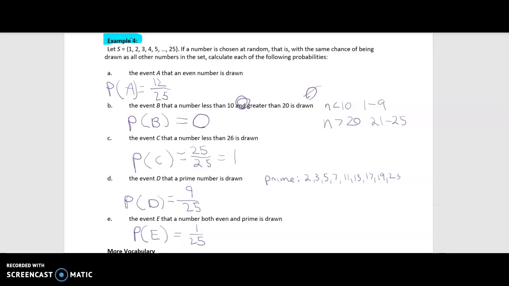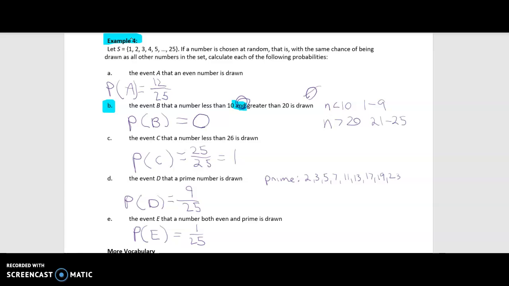One of the probabilities we found in part B was the probability of an event that a number was less than 10 and also greater than 20. We determined that there were no numbers that were less than 10 and greater than 20. So the probability of event B occurring was 0.